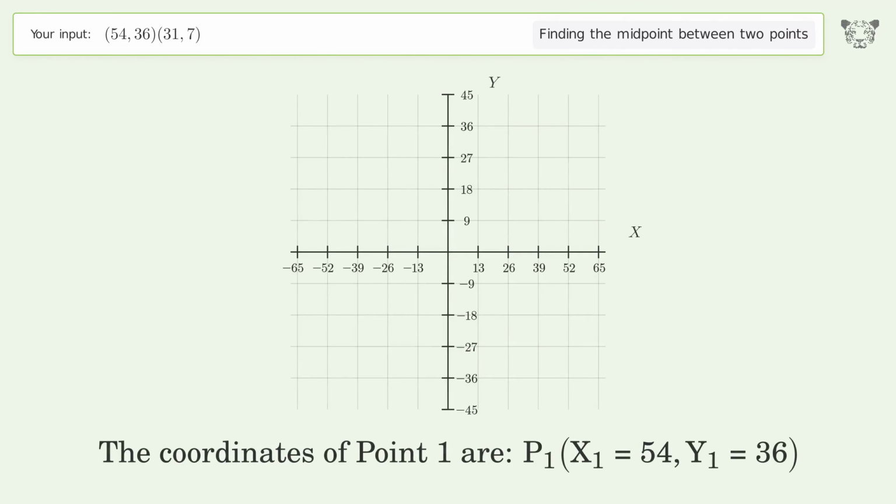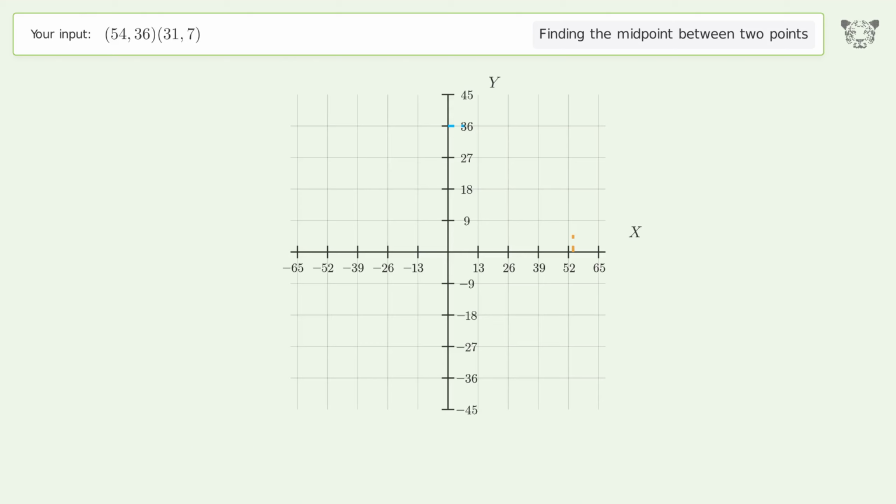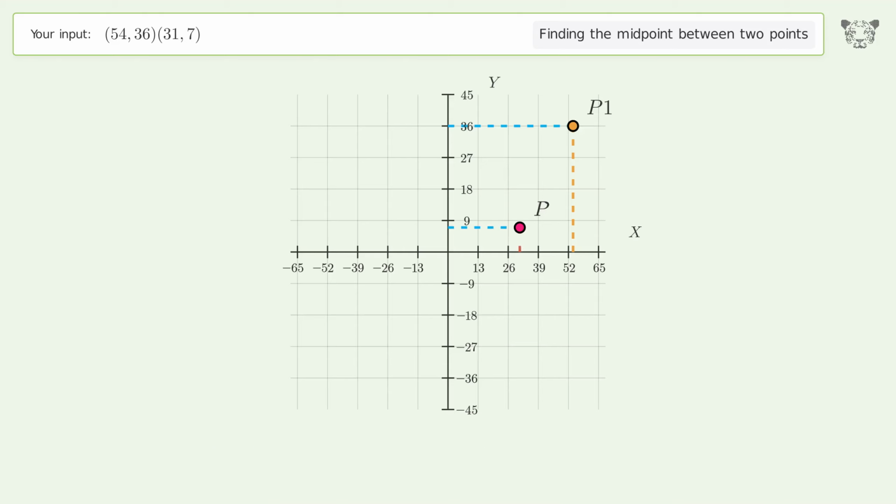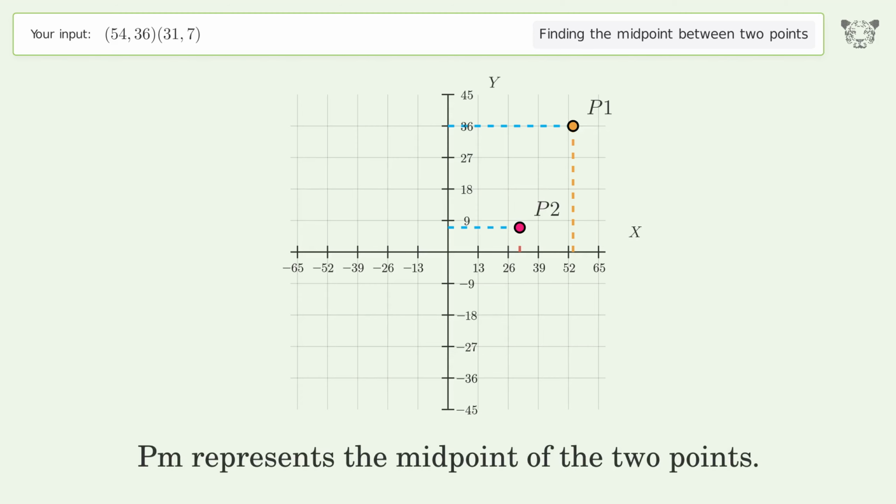The coordinates of point 1 are, x1 equals 54, y1 equals 36. The coordinates of point 2 are, x2 equals 31, y2 equals 7. PM represents the midpoint of the 2 points.